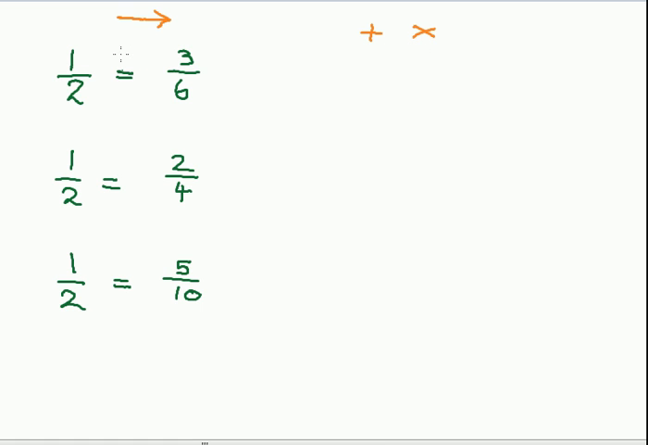So let's have a look what happens if we want to try and add numbers to turn the half into the 3/6 here. What I have to do is add 2 to the top, and I need to add 4 to the bottom. So that looks like it works, and it works for this example, but does it work for the others? Let's have a look down here.